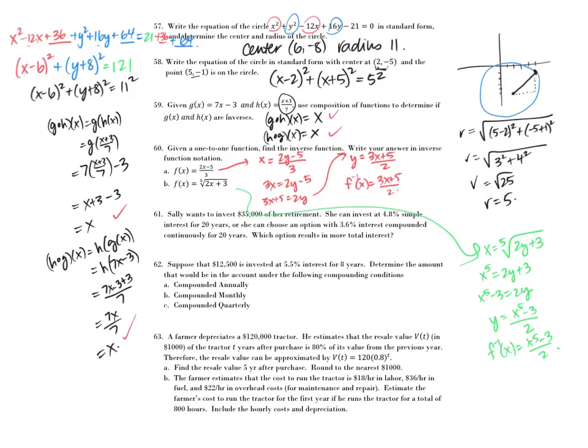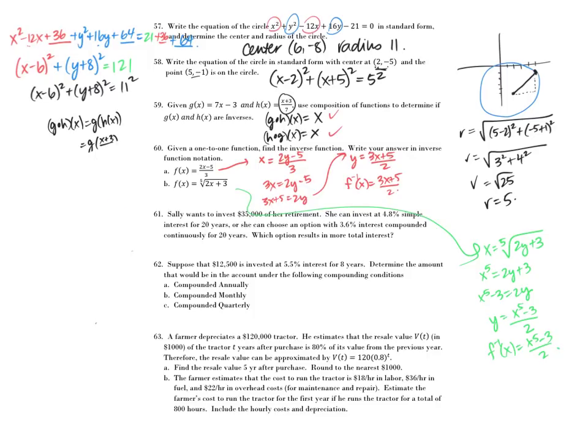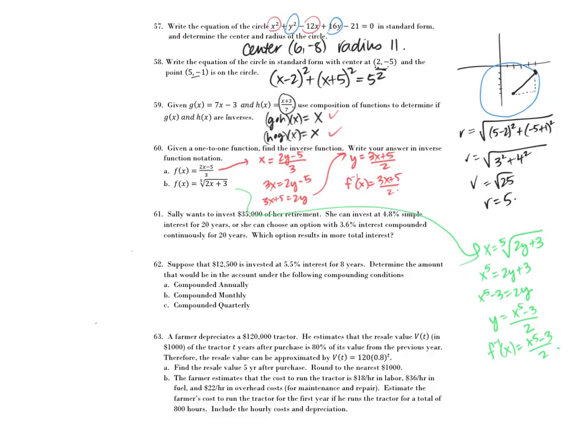Okay. The next one says Sally is investing $35,000 for her retirement. So she can invest at 4.8% simple interest for 20 years, or she can choose an option with 3.6% interest compounded continuously for 20 years. So which one results in more total interest? So let's do the simple interest first.